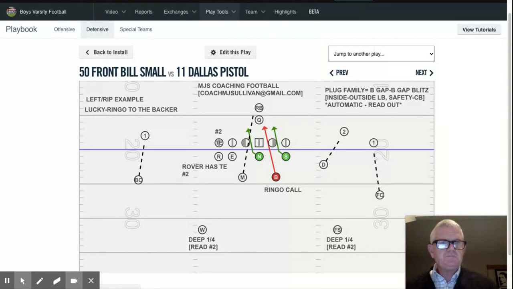Okay, and any of the back eight defenders, that's inside or outside linebacker, that's four, or even our safeties and corners, have a plug family blitz that puts them in either the A gap or the B gap. And I will get to what is meant by automatic readout during the course of this presentation.